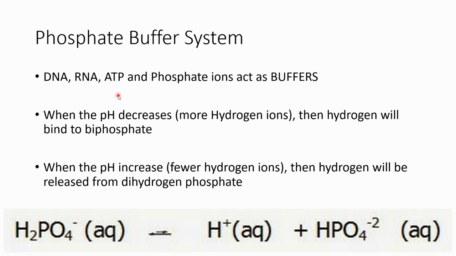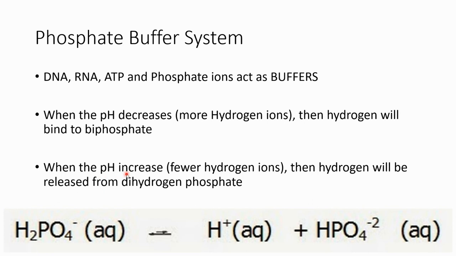Now you also have the phosphate buffer system. DNA, RNA, ATP, and phosphate ions act as buffers. So you should recognize these 4 compounds. When the pH decreases, that means you're going to have more hydrogen ions around. Then hydrogen will bind to the biphosphate molecule. So this right here is biphosphate, and this is hydrogen. So when you've got a lot of hydrogens around, these two will bind together. This is a double arrow. When these two bind together, the reaction proceeds in this direction.